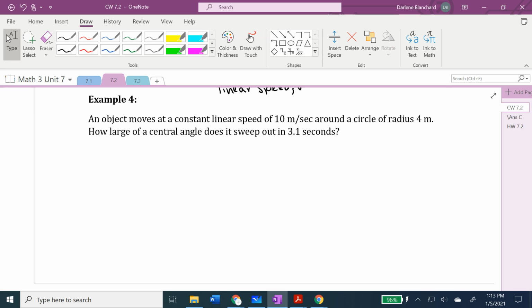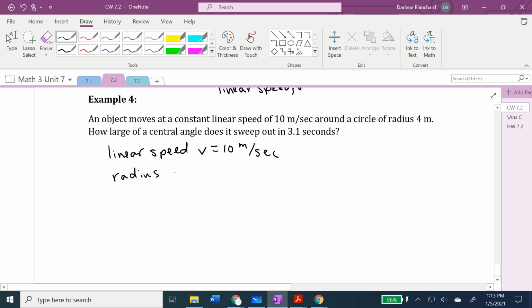Okay. An object moves at a constant linear speed of 10 meters per second around a circle of radius 4 meters. It helps to just write down the information that you have. I have my linear speed, and I'm using v to represent linear speed, 10 meters per second. I have the radius of my circle, 4 meters.